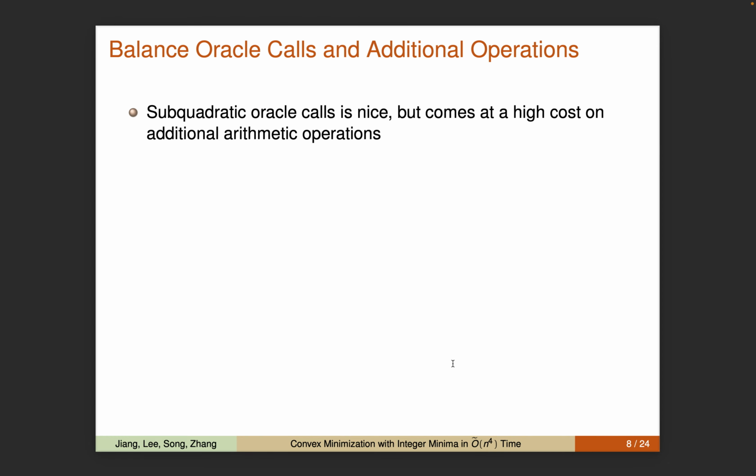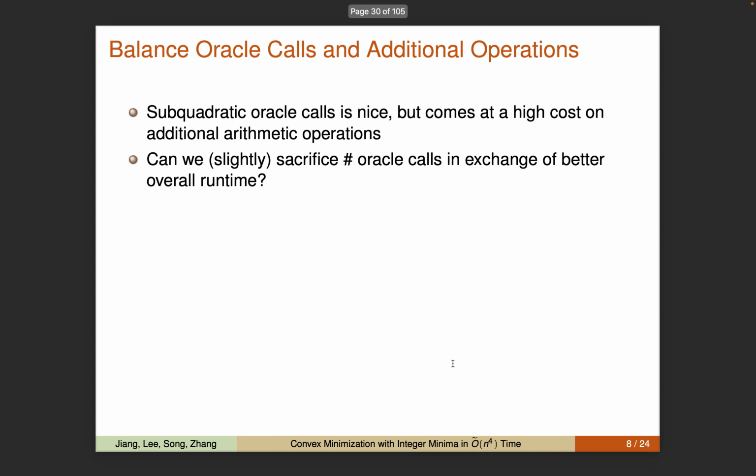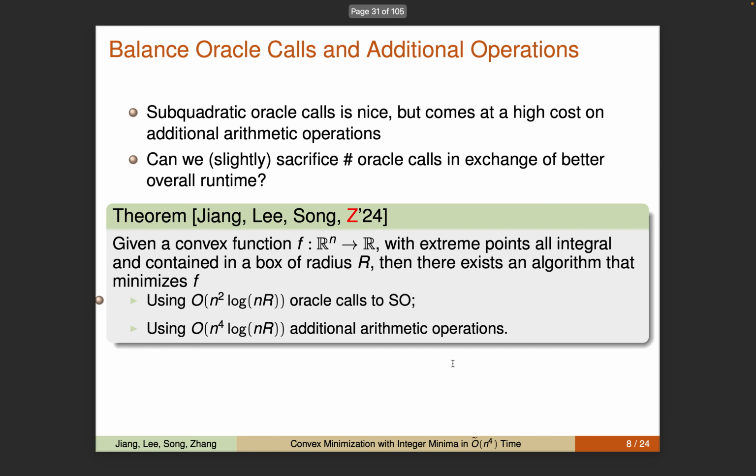So what can we do better here? Our perspective is that subquadratic oracle calls is very nice, but it comes at a very high price in the number of additional arithmetic operations. Can we slightly sacrifice the number of oracle calls in exchange for faster algorithms? This leads to the main result of this paper.